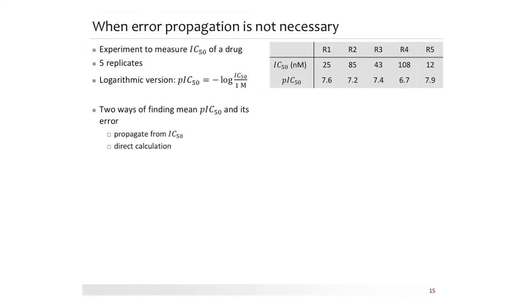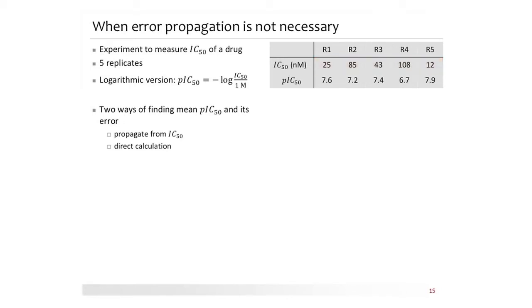Now, error propagation is useful in some cases and not very useful in others. I will show you a case to compare these two cases, and you can decide which one is more useful. So consider an experiment where you measure the IC50 of a drug. The experiment is done in 5 replicates. And these are your measurements in nanomolars. So there are 5 numbers here.